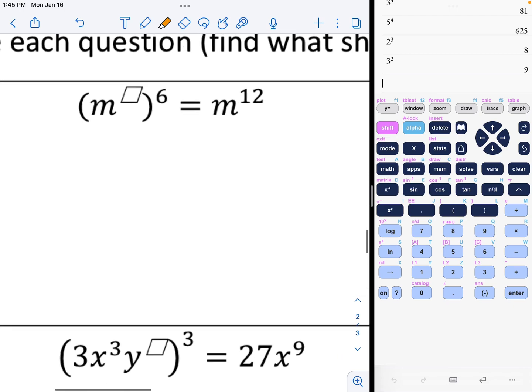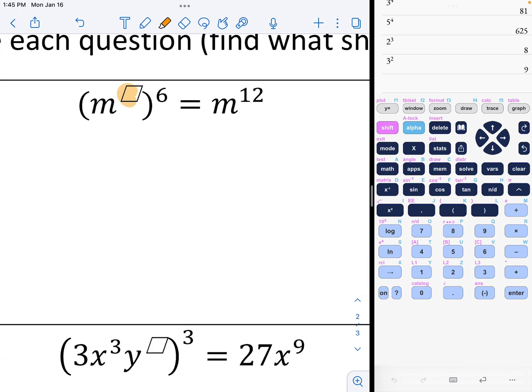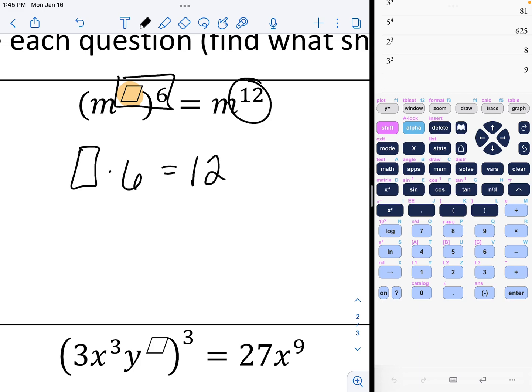Let's do the same thing again. What would go in this box so that when you do the box times 6, you end up with 12? Well, if you would divide each side by 6, you would know that inside the box would have to be 2 because 2 times 6 is what gives you 12.